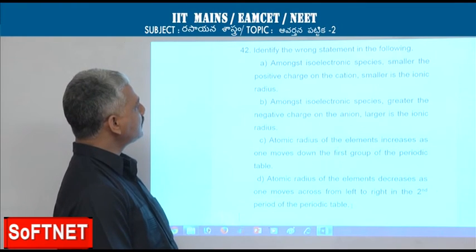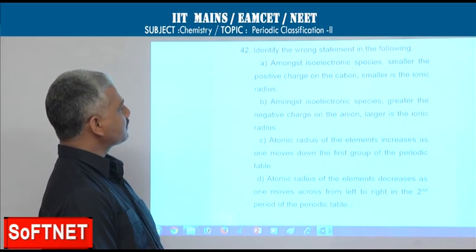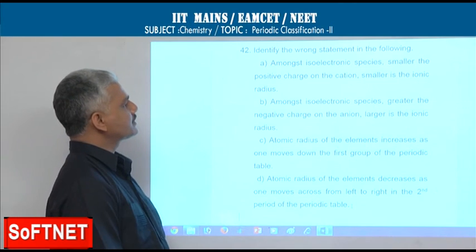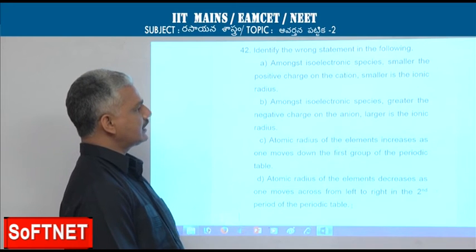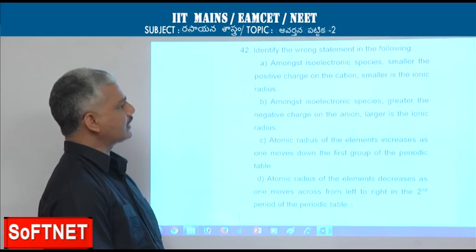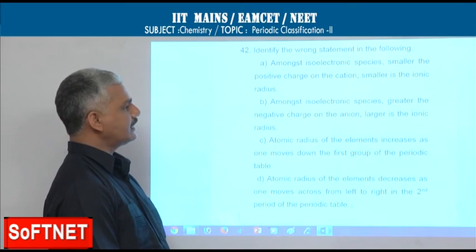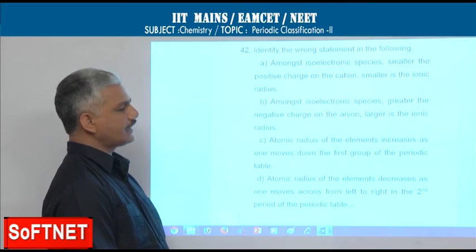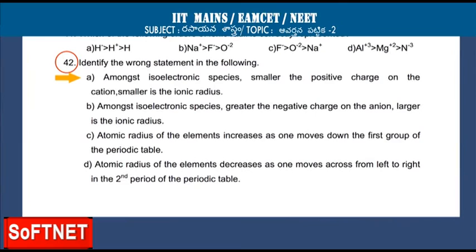So, out of the 4 statements given, we have to identify the wrong statement. If we look at the first option, amongst isoelectronic species, smaller the positive charge on the cation, smaller is the ionic radius. This statement is the wrong statement. Why? Because smaller the positive charge, larger the ionic radius. With increase in the magnitude of positive charge, size proportionately decreases. Therefore, option A is wrong and hence is the correct option for the given question.